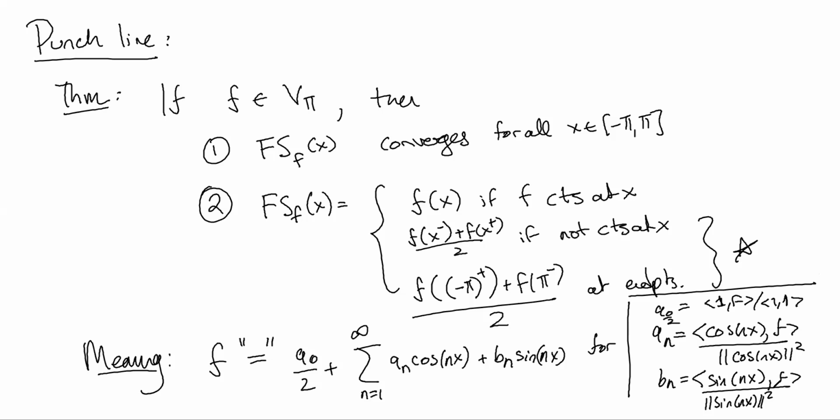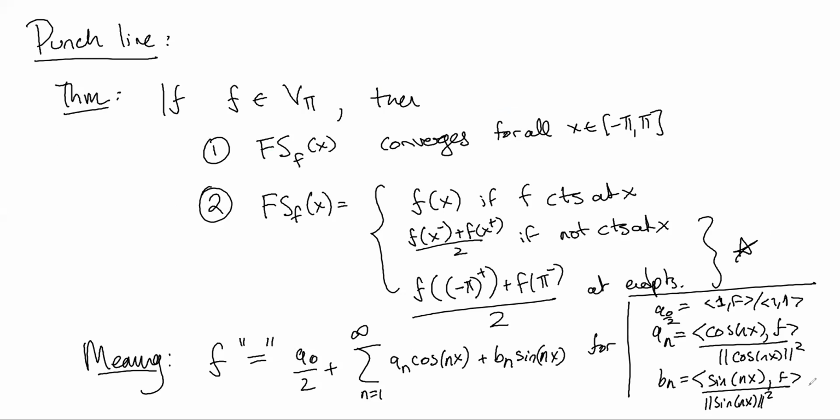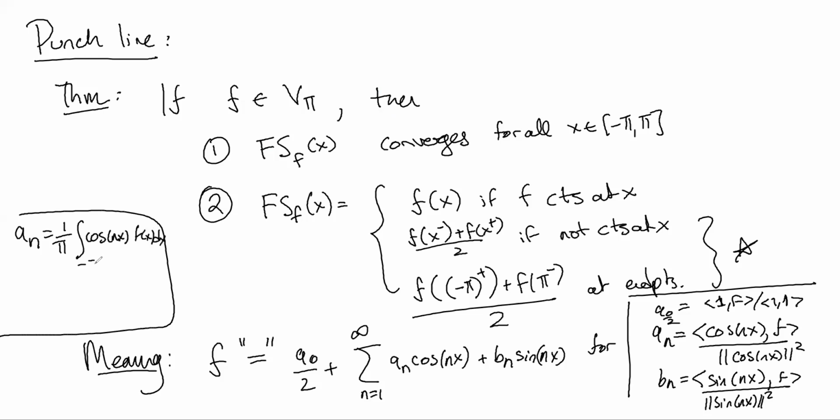Somebody asked, why is a naught over 2? That's just a convention here. Because the norm squared of the 1 function is 2 pi, whereas the norm squared of cosine nx is pi. So we put the 2 here so we have a unified formula. I didn't write the unified formula here, but there are 2 different ways of writing these coefficients. Another way is just writing a_n equal to 1 over pi times the integral of cosine nx times f of x dx. And b_n is equal to 1 over pi.